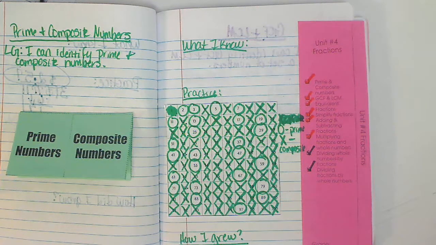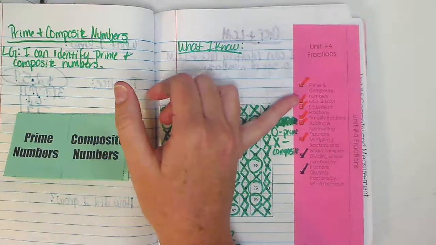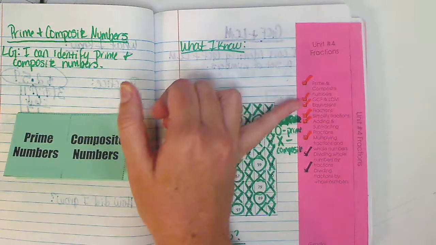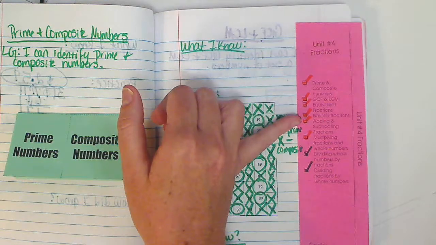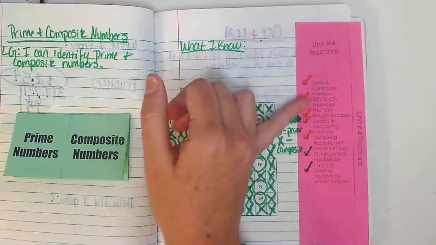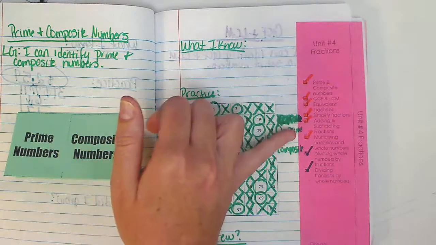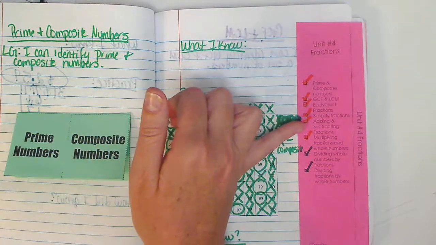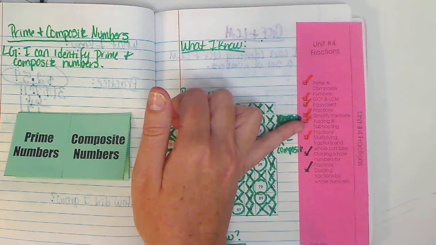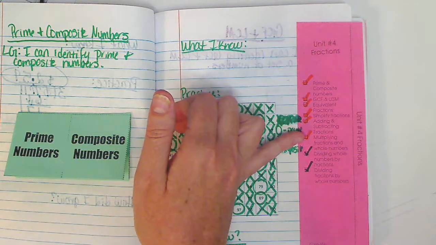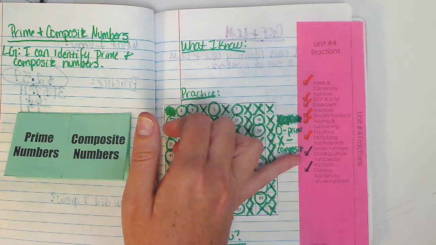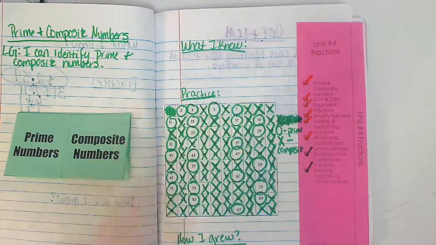Next week, I will show a video on the next thing on our list, which is GCF and LCM and equivalent fractions and simplifying fractions. So these are kind of some 4th grade review that we do before we get into the 5th grade fractions, which is adding and subtracting fractions with unlike denominators, multiplying fractions and whole numbers, dividing whole numbers by fractions, and dividing fractions by whole numbers.